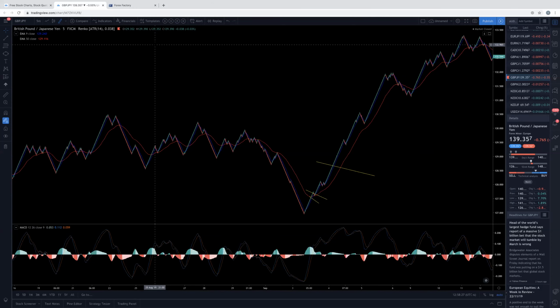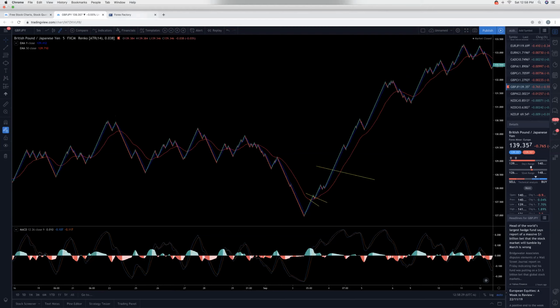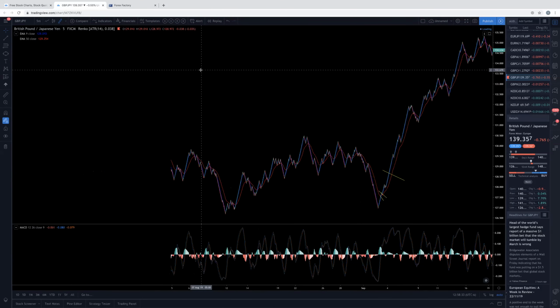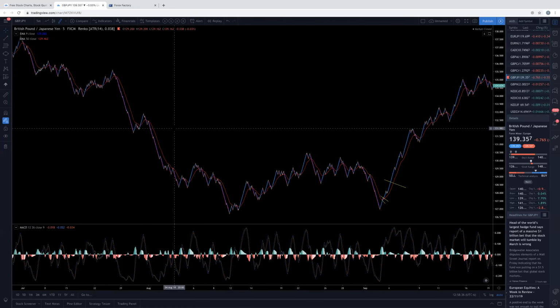Now, when it crosses on the 1 hour Renkos, it means we can trade more aggressively because we know we've got a full-blown reversal in the market. Right. And we can hold it long term. That's all. Okay. Thank you.